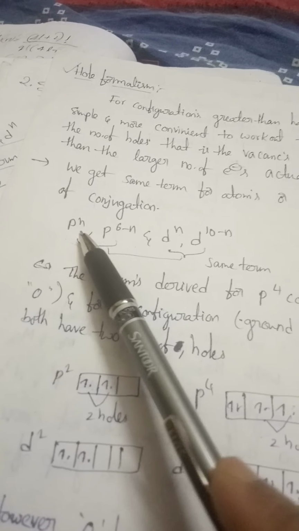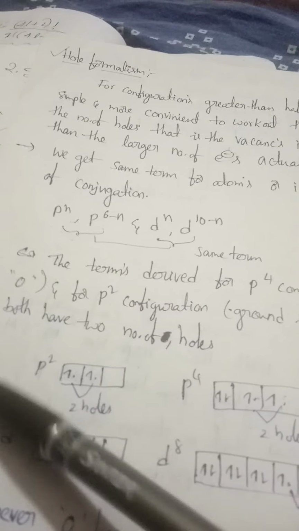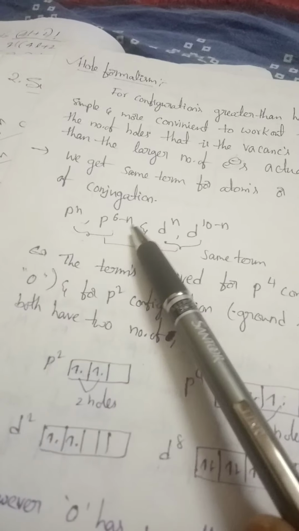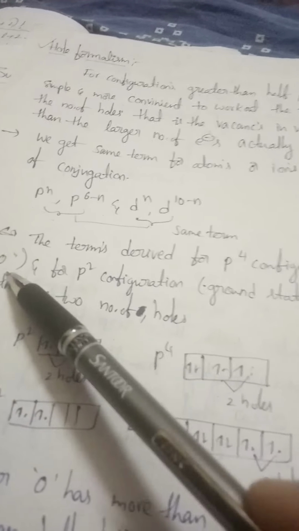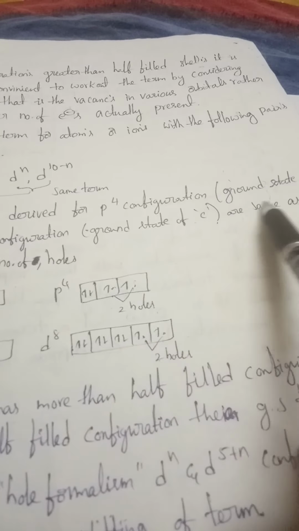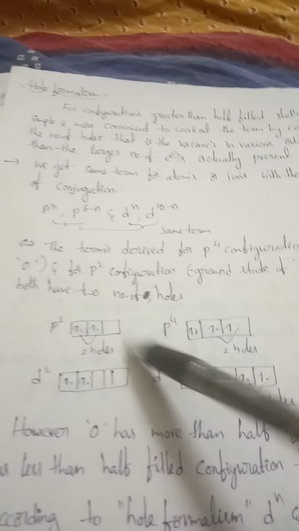So here we get the same terms for the atoms or ions with the following pairs of configurations: pn and p6 minus n. Here p2 is there, 6 minus 2 is nothing but p4. Whereas dn, for example, take d2, 10 minus 2 is nothing but d8. So, for example, derive the p4 configuration ground state term symbol for oxygen, and for the p2 configuration the ground state of carbon. Both are the same.